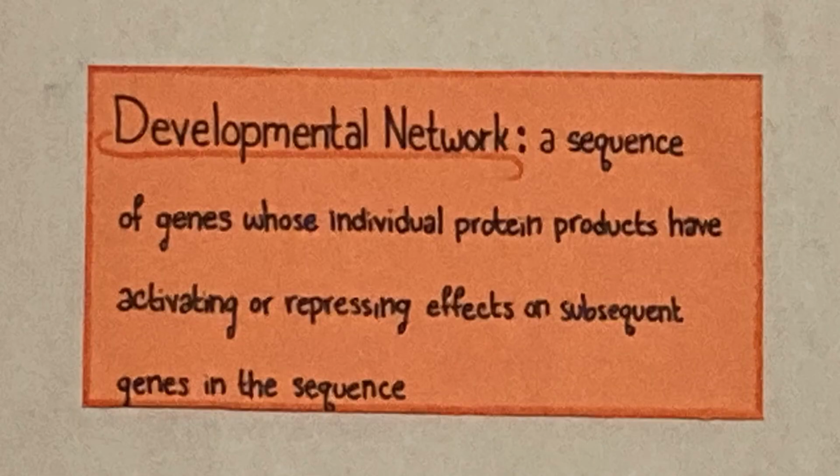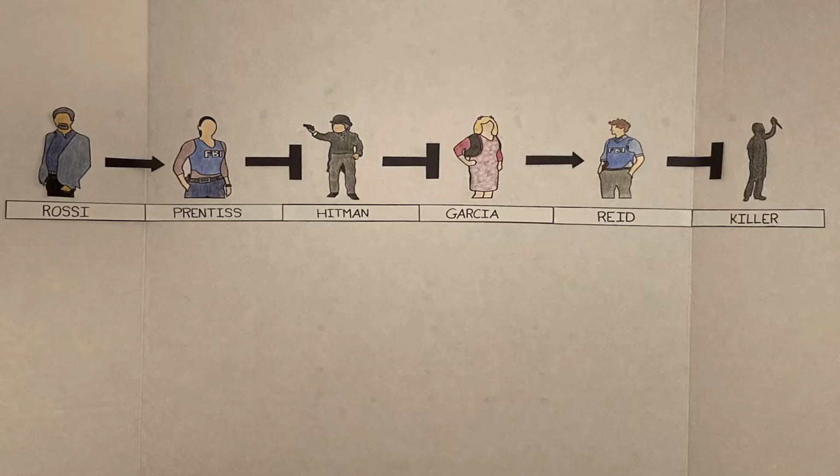A developmental network is a sequence of genes whose individual protein products have activating or repressing effects on subsequent genes in the sequence. To understand how this works, let's look at a network using characters from the TV show Criminal Minds. Within the network, arrows represent activating relationships and T-bars represent repressing relationships. When all the genes are wild type, rendering them functional, the genes interact to produce a normal end phenotype.